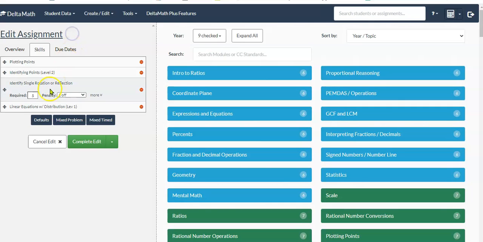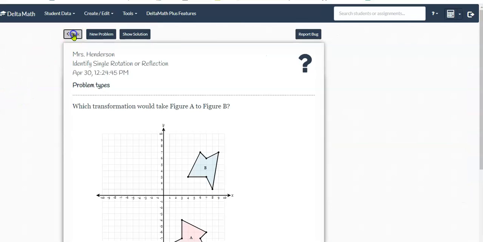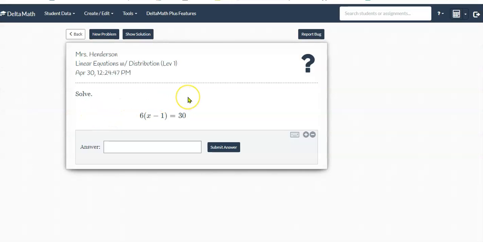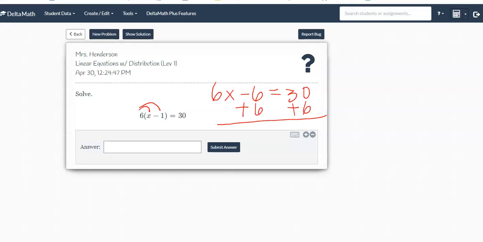All right. Now for the last lesson, the last lesson is solving equations. So you're going to use your distributing feature here. 6x minus 6 equals 30. Use your inverse operations. 6x equals 36. Divide both sides by 6, and you get your final answer.